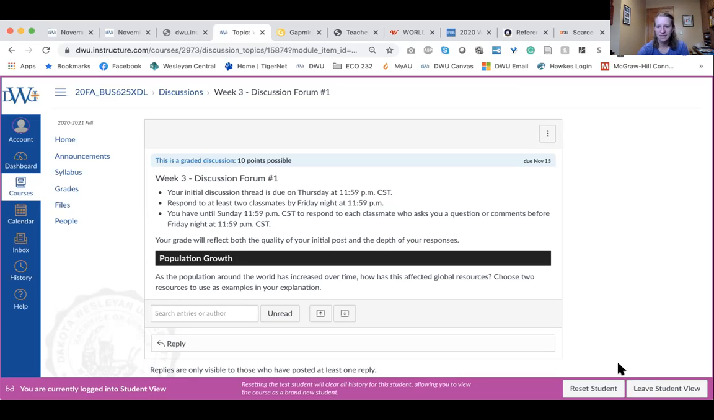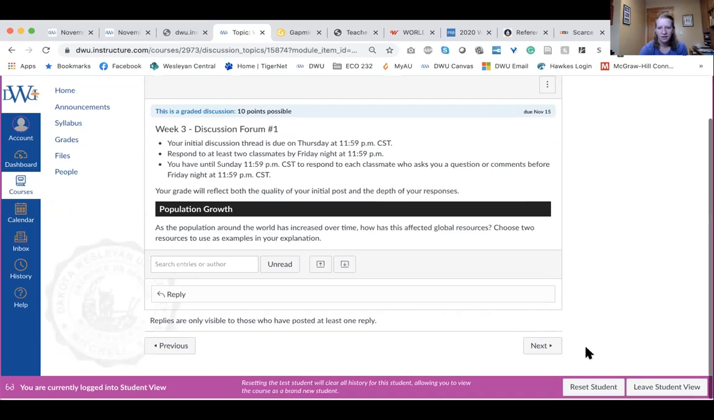So that's the first one. That's one way population growth helps innovate, but it's also affecting other resources in negative ways. So choose 2 and explain them to me.